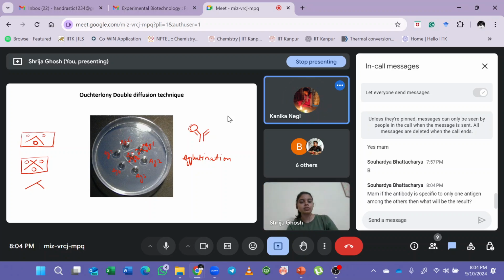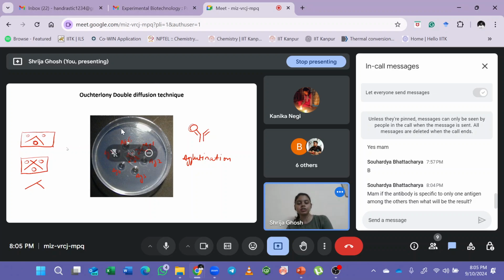If the antigen is binding with the antibody, you will see the immunodiffusion line, because if the antigen antibody binding is happening, there will be a precipitation that can be seen in the agar plate. The agar plate is transparent, so if there is a precipitation, you will see a whitish line between the antigen and antibody.